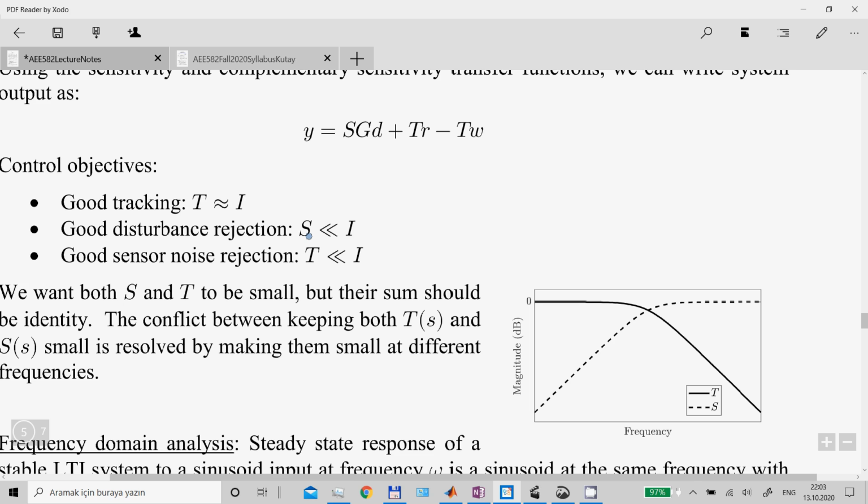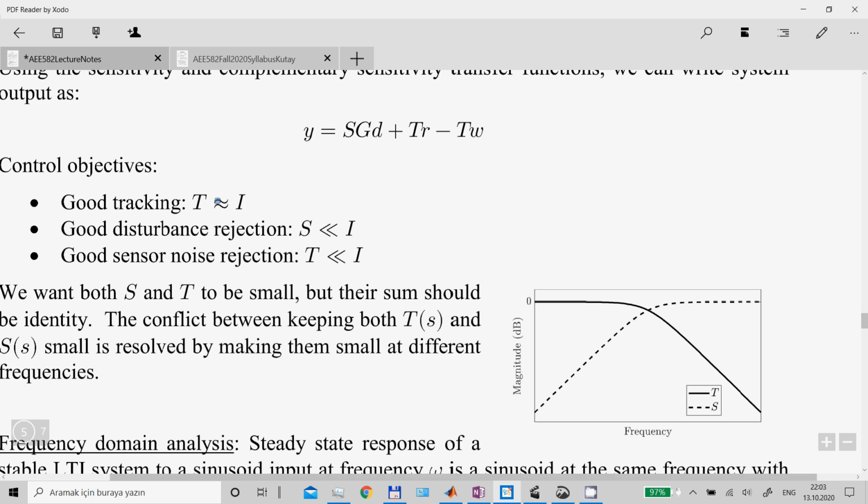So the low frequency disturbances are rejected very effectively. On the other hand, when you come to the high frequencies, this time T is small, which means we cannot track high frequency reference commands, which is quite fine because the reference commands are usually low frequency signals, right? So we don't usually want our system to track a very high frequency signal. In fact, we want it to not respond to very high frequency commands. So that's also a good thing.